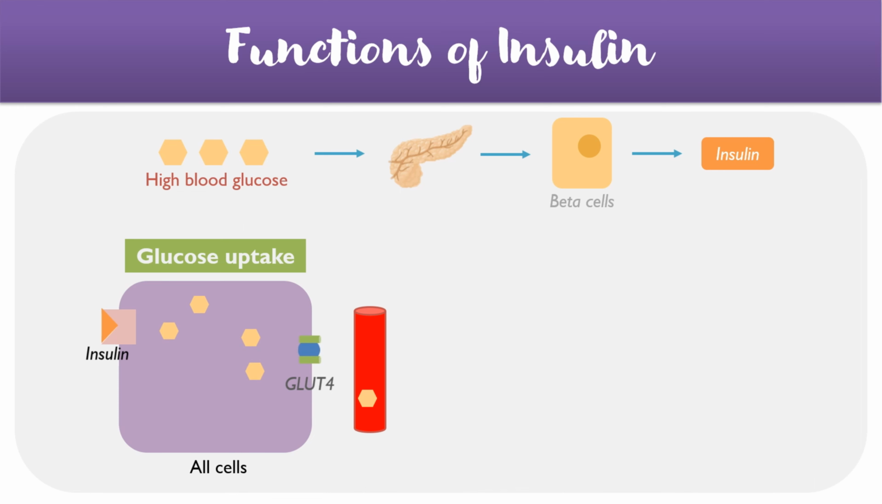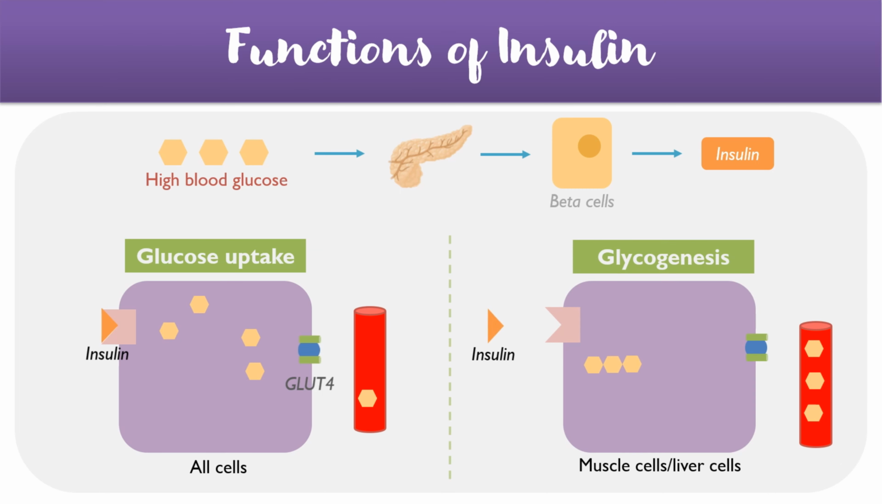The second method involves increasing glycogenesis. And again, insulin binds this receptor, and glucose enters the cell. And when it enters the cell in this case, it fuses with other glucose molecules to form a long chain of glycogen, and this is useful for glucose storage.